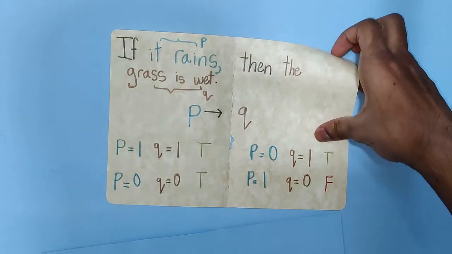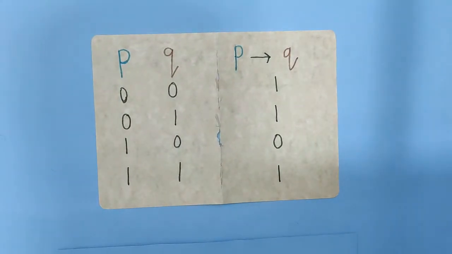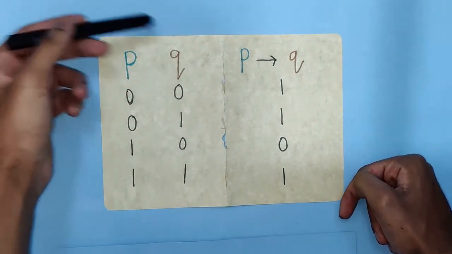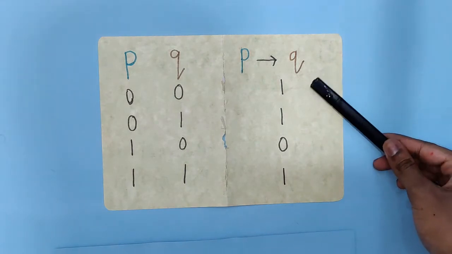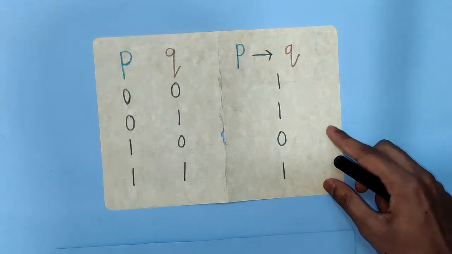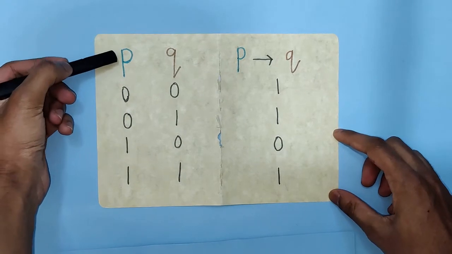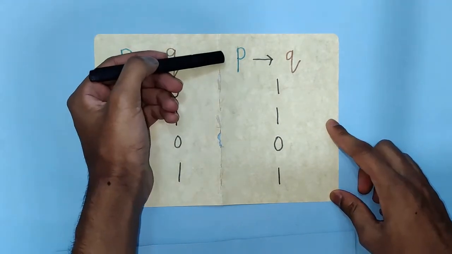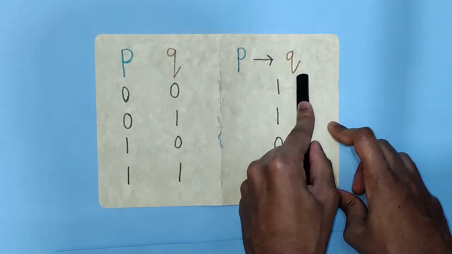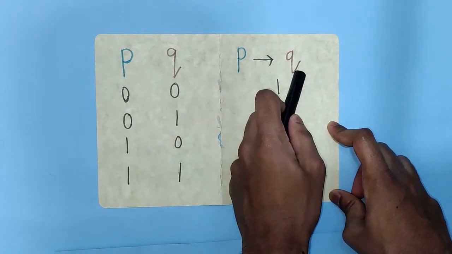So the truth table for an if-then proposition looks something like this. As usual, 0, 0, 0, 1, 1, 0, 1, 1, all possible combinations of P and Q. On the right-hand side, we have the output, P implies Q, or if P, then Q. And we see that the only time it is false is when P is true and Q is false. In other words, when the first thing is true and this thing is false, because by definition, this statement here means that if this happens, then this happens.